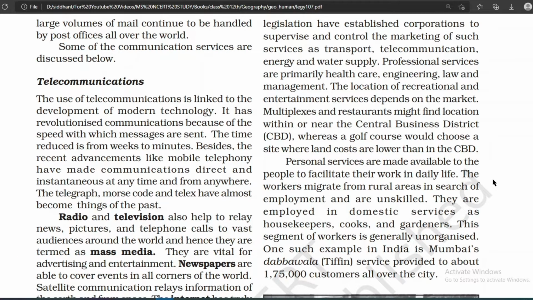Telecommunication. The use of telecommunication is linked to the development of modern technology. It has revolutionized communications because of the speed with which messages are sent. The time is reduced from weeks to minutes. Besides, recent advancements like mobile telephony have made communication direct and instantaneous, at any time and from anywhere. The telegraph, Morse code and telex have almost become things of the past.